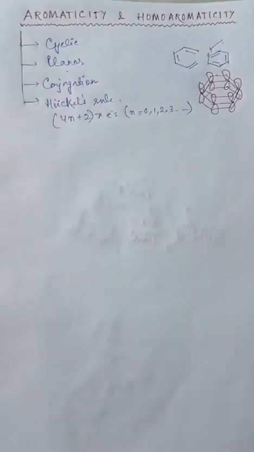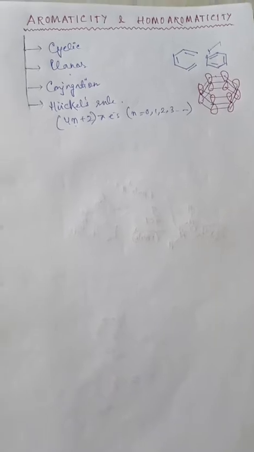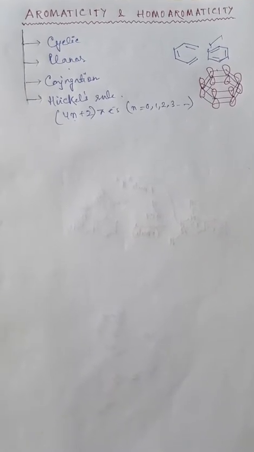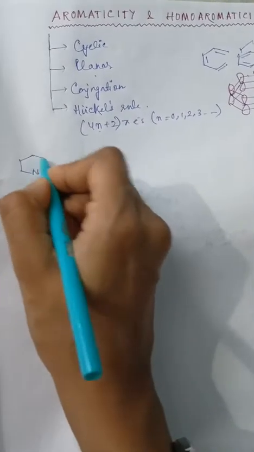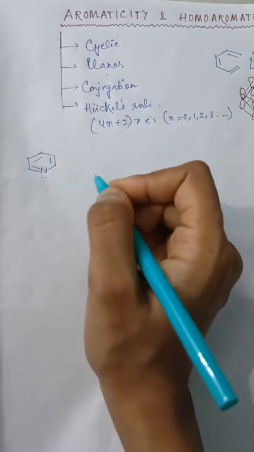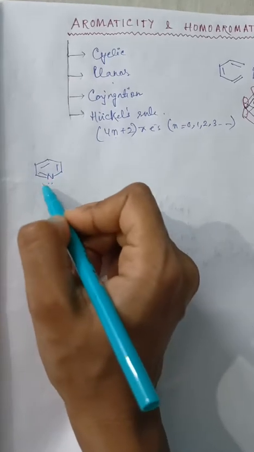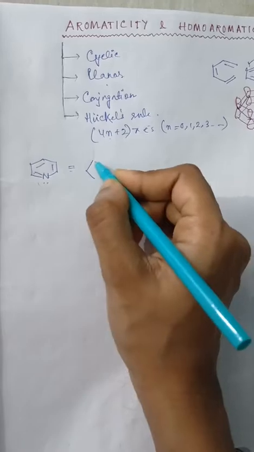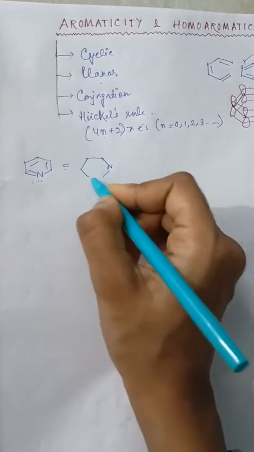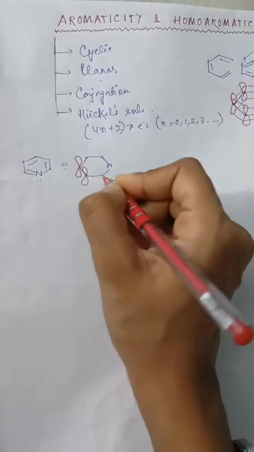Now let's come to the point of homoaromaticity. Before that, I'll give a few more examples of aromatic compounds for your better understanding. You see this compound, pyridine. This is also an aromatic compound. See the pi electrons: 1, 2, 3, 4, 5, 6. Just don't count this lone pair, because this lone pair is not involved in conjugation. Why so? If you draw the structure, you will see the ring is similar to benzene.